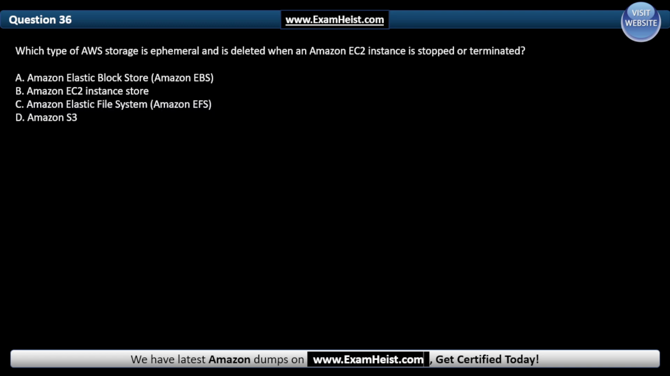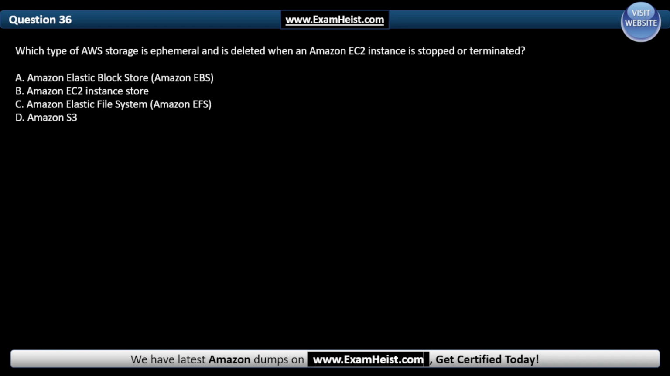Question 36. Which type of AWS storage is ephemeral and is deleted when an Amazon EC2 instance is stopped or terminated?